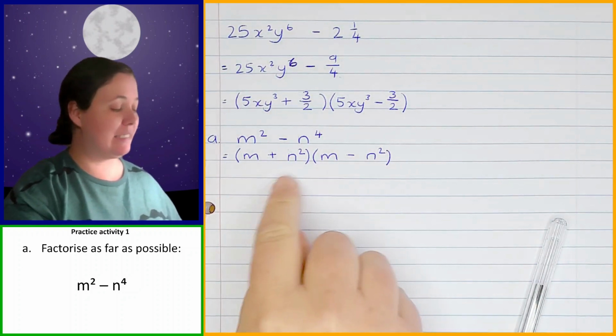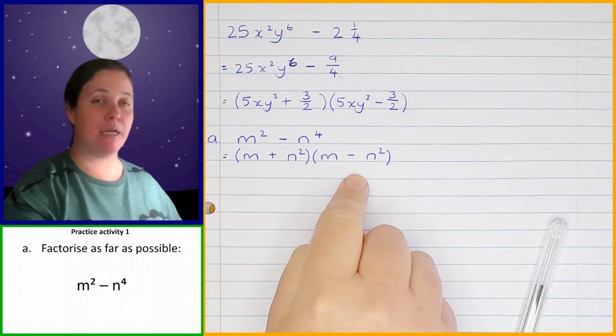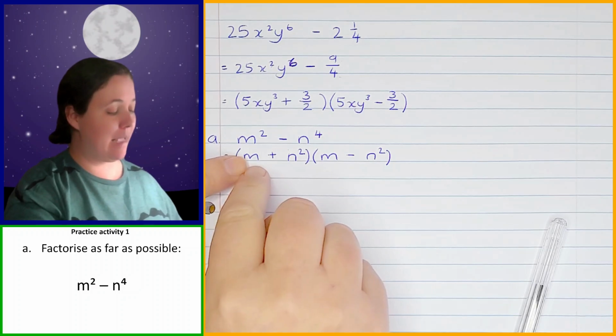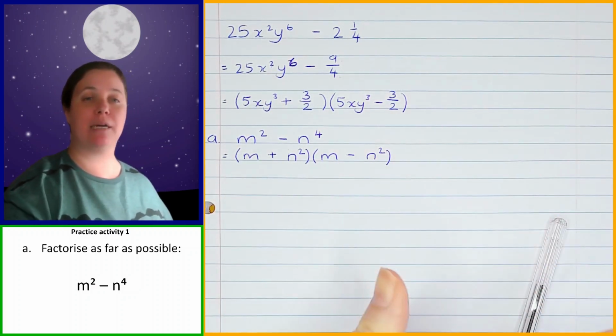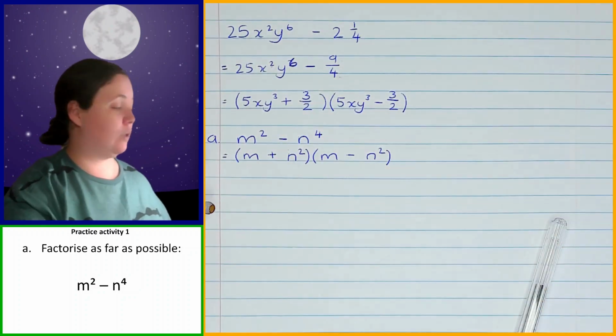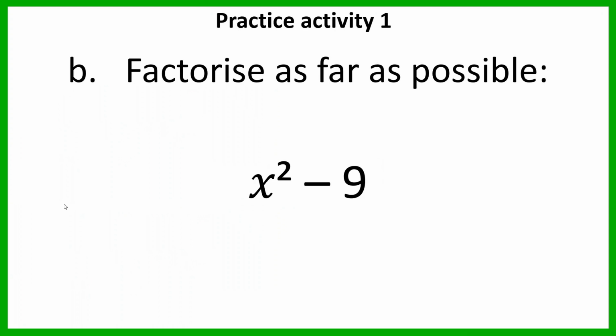Now remember, I said it doesn't matter which way around you do the plus and the minus. You could have had minus and then plus. As long as you've got m plus n squared and m minus n squared in your two sets of brackets, they can be the other way around if you want. Okay, so that's question A. Let's go on to question B. I'm going to give you 30 seconds for this one as well.